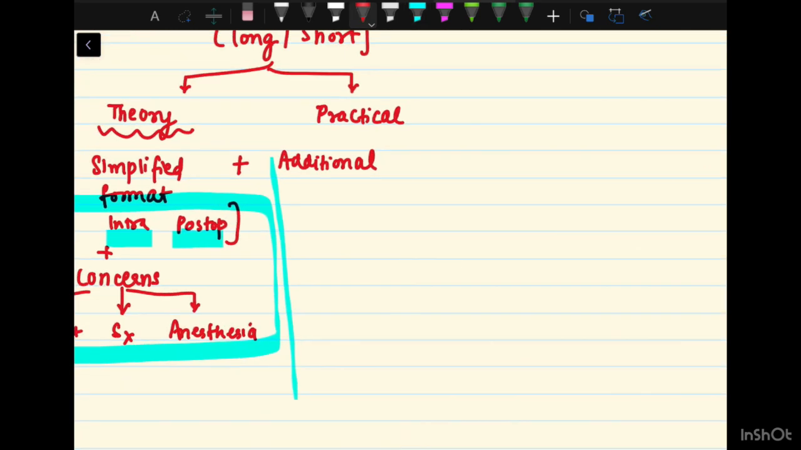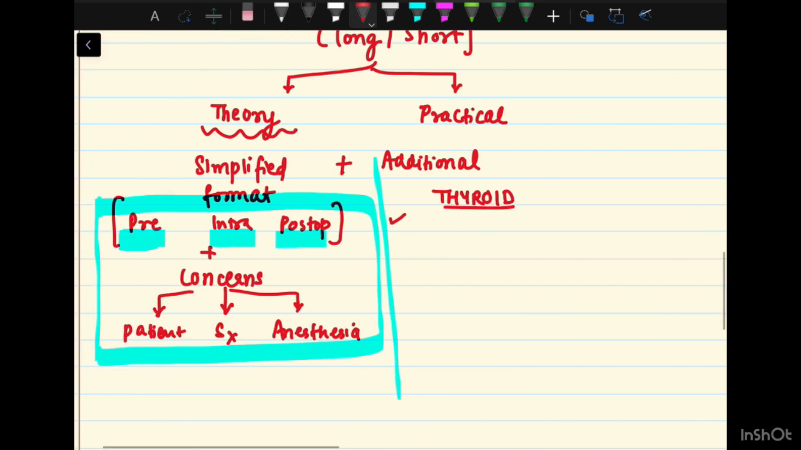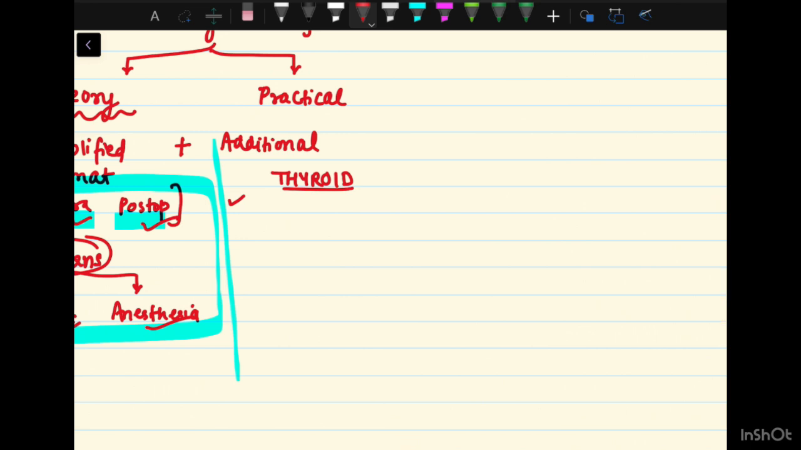And what do you mean by additional knowledge? Whatever additional is asked in your practical. Suppose it is a case of thyroid. You have already made notes for pre, intra, and post-op. You know how to conduct a case. Now you know the concerns divided into three headings. But do you think only these questions are asked in a practical exam? Obviously no. You have to ask about the detailed history part. You have to remember the physiology of thyroid hormone synthesis.